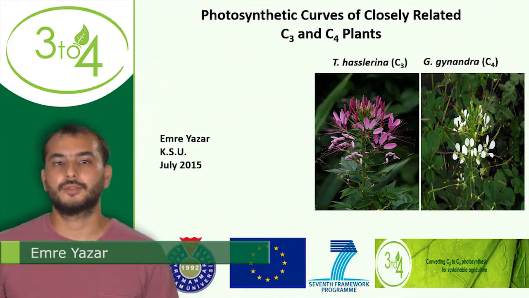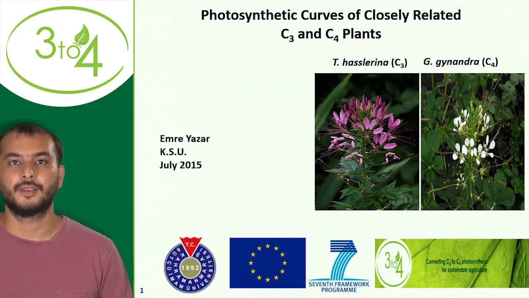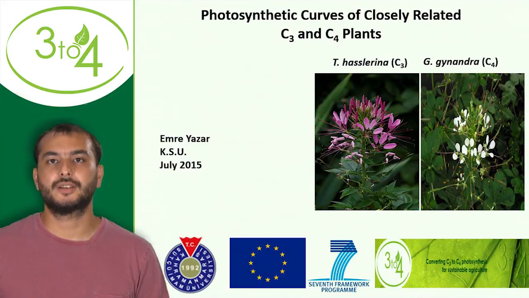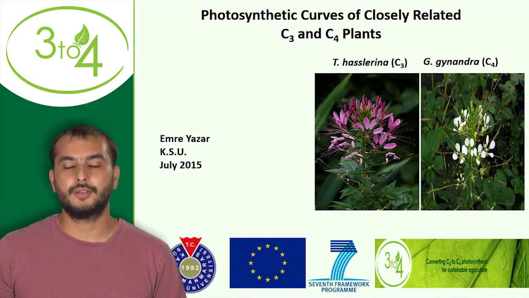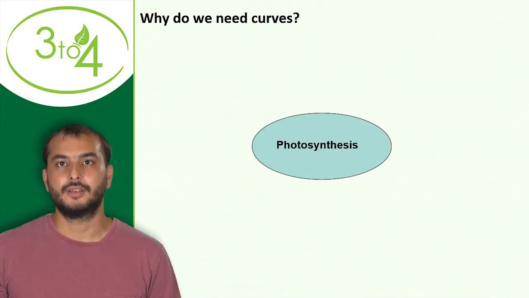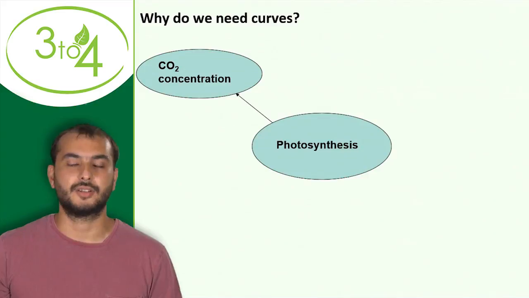Today I am going to give you a talk about photosynthetic curves of closely related C3 and C4 species. So, what are these curves and why do we need curves? Of course, plants are the primary producers of food on the earth. And how do they manage that? By converting inorganic materials to organic materials. And what is this inorganic material? It's carbon dioxide. They turn carbon dioxide into organic material, which we know as food, by use of light in different conditions, which means changing temperature.